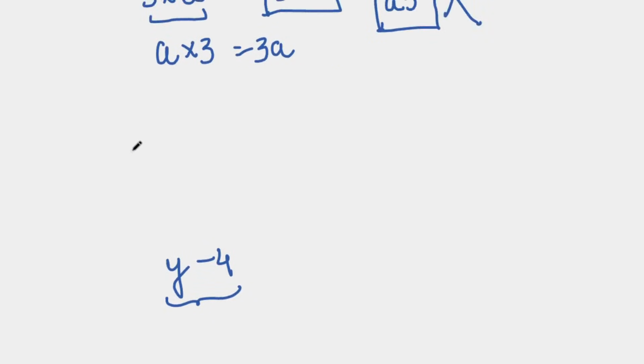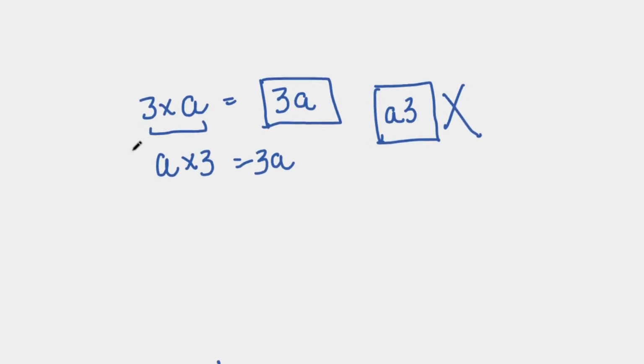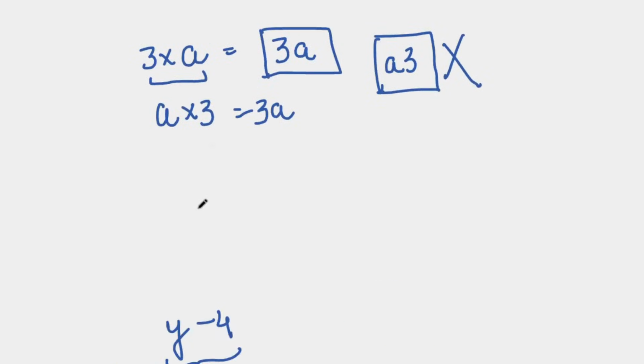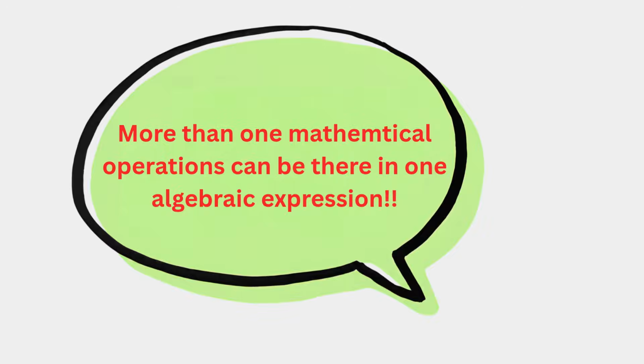Now see, whatever examples I have discussed till now, they all show only one mathematical operation. Here it was addition, here it was multiplication, and then we did subtraction, right? But you know what? Multiple mathematical operations can also be done in one algebraic expression. I'll show you one simple example. So let's say twice a number plus 3. Okay, 3 more than twice of a number.